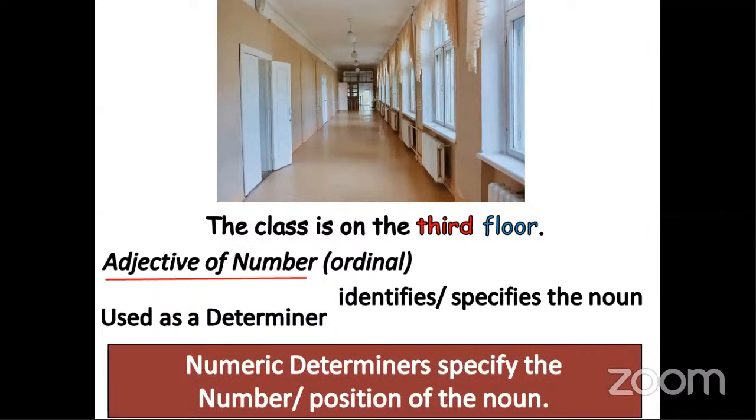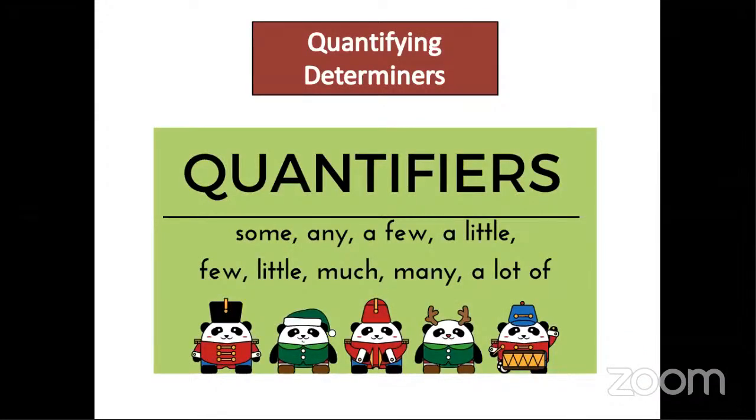So this is how you can identify if it is a numeric determiner. Always remember it is placed just before the noun. And how will you identify it? Based on its function. And now we have the last one, the quantifying determiners. Let us understand quantifying determiners.